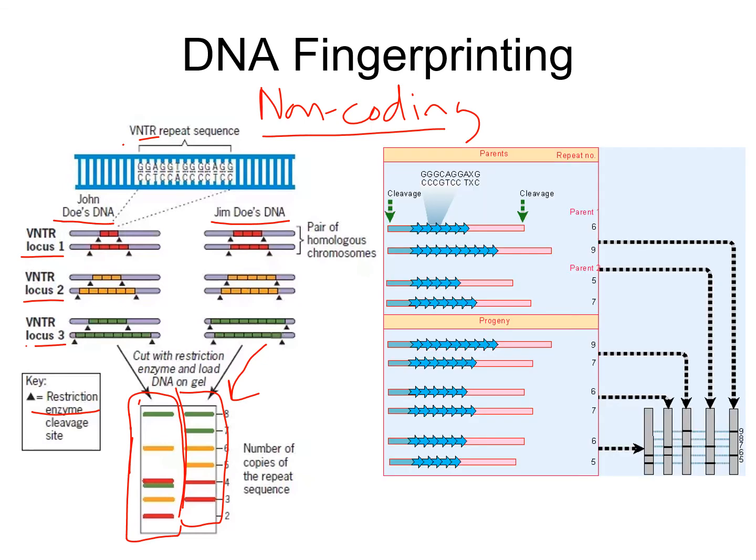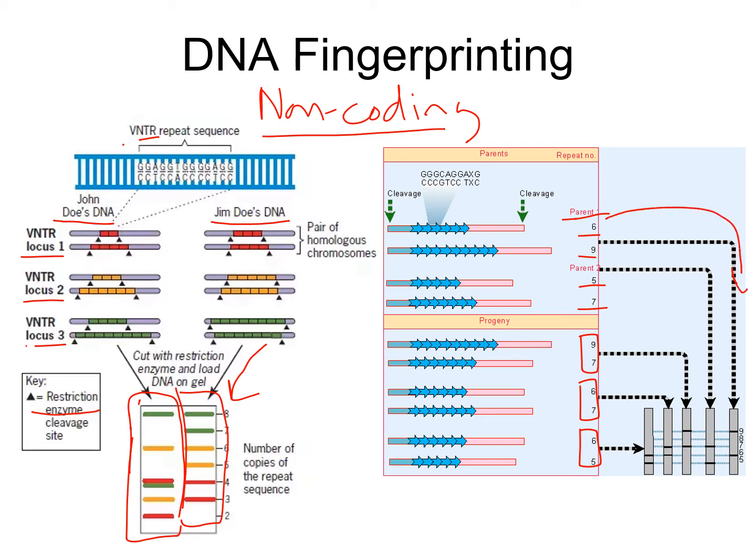For paternity, the same thing can happen. In this case, you're looking at these tandem repeats again, and you have parent 1 who has 1 chromosome with 6 repeats, the other chromosome has 9 repeats, and parent 2 has a chromosome with 5 repeats and a chromosome with 7 repeats, and these are their 3 children. So one child has 9 repeats and 7, the other one has 6 and 7, the other has 6 and 5.